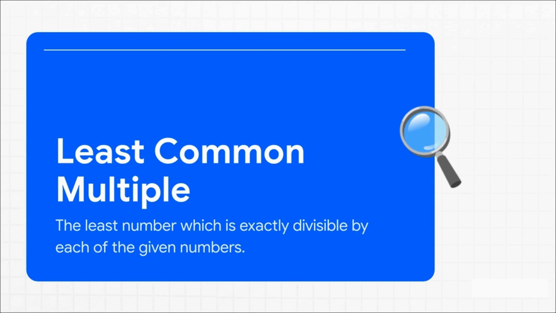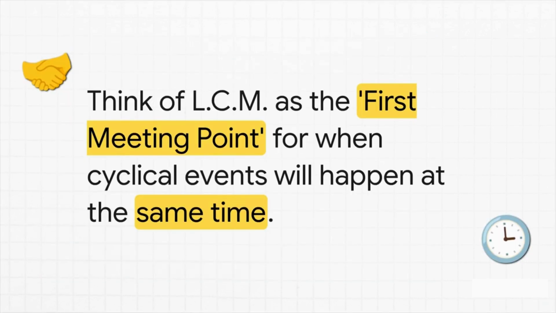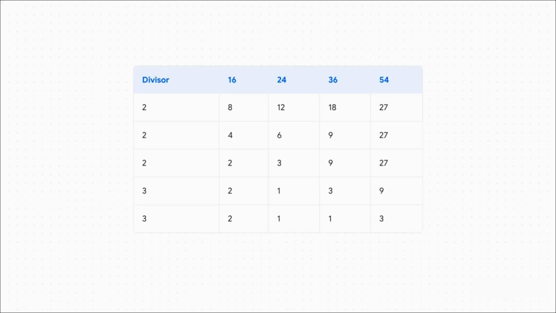And the perfect way to think about this one, call it the first meeting point. You got runners going around a track at different speeds, or bells that ring on different schedules, or traffic lights on different timers. The LCM tells you the very first moment in the future that they will all sync up perfectly. And here's a really handy way to figure it out, the common division method.